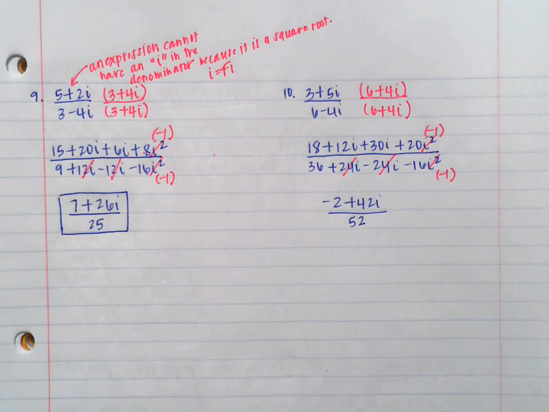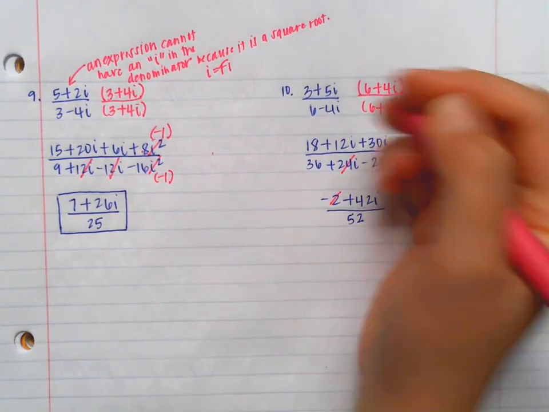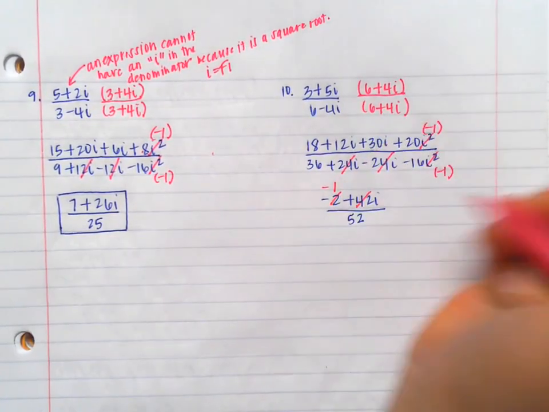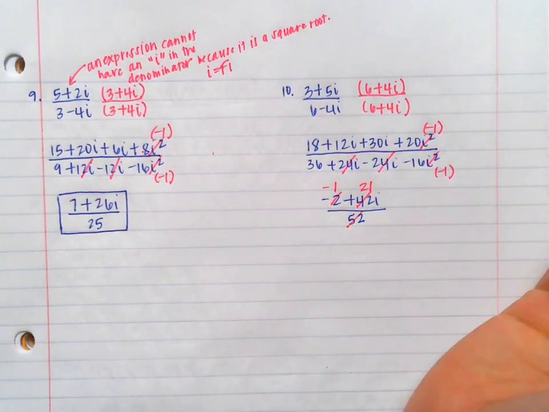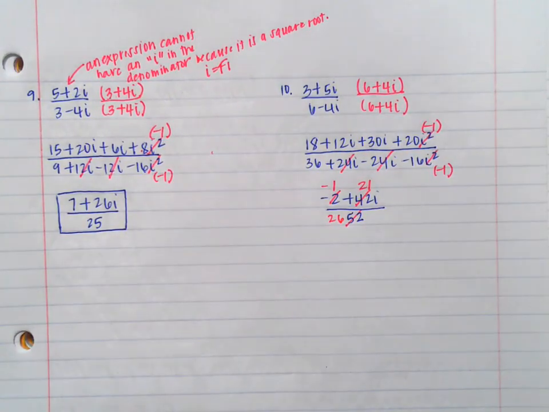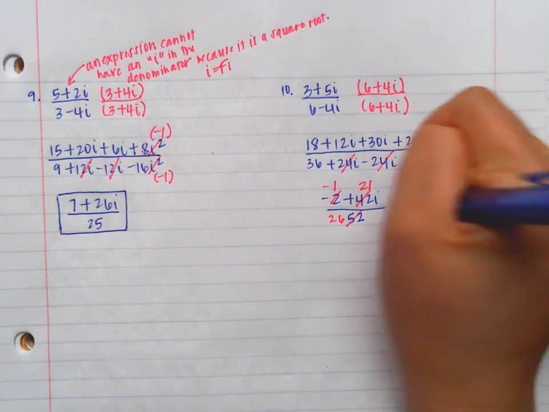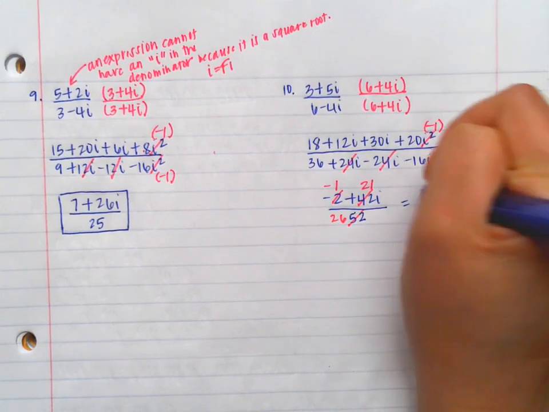Again, I'm thinking, does negative 2, 42, and 52 all have a number that goes evenly into it? And the answer with this one is yes. 2 goes evenly into all 3 of those. So remember, just like radicals, it's all or nothing. Negative 2 divided by 2 is negative 1. 42 divided by 2 is 21. The i stays the same. And 52 divided by 2 is 26. So notice we canceled all of them, not just a few of them. So my final answer here would be negative 1 plus 21i all over 26.